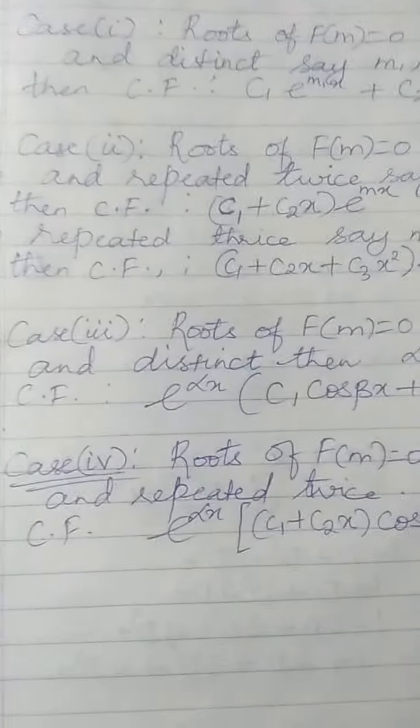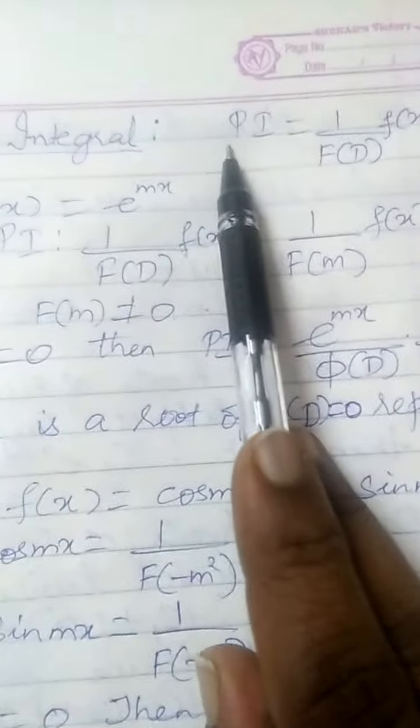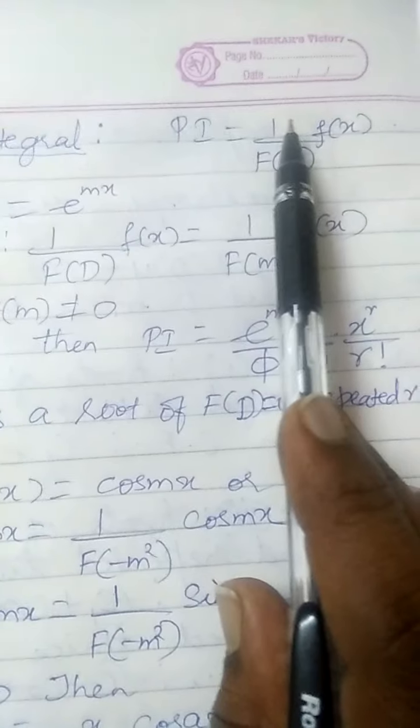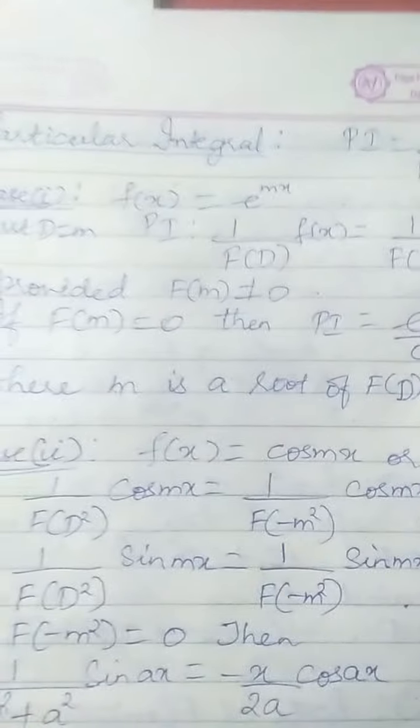It is just used to denote the constants. Now going ahead, let us see how to find the particular integral. Again, to find particular integral, there are 4 cases. Before we discuss the cases, we need to understand that the particular integral should be written in the form of 1 by f of D, f of x.